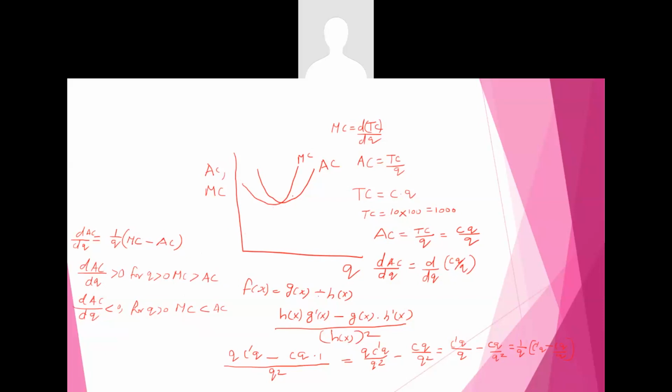Graphically, this is how we present it, and from this graph it is quite obvious that whenever MC is less than AC, AC is falling. Here MC is less than AC for levels of output greater than 0, so you get a negative slope for AC. That is why AC is falling. Whenever MC is greater than AC, the entire term becomes positive, and that is why dAC by dQ is greater than 0.